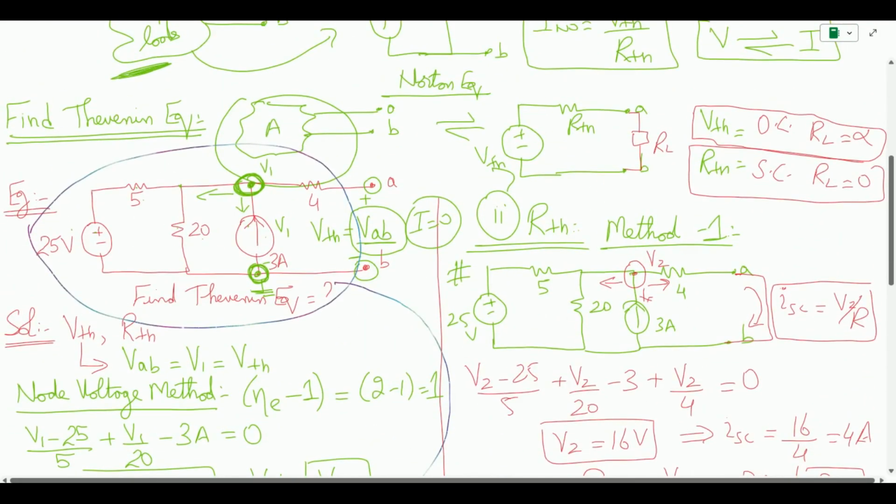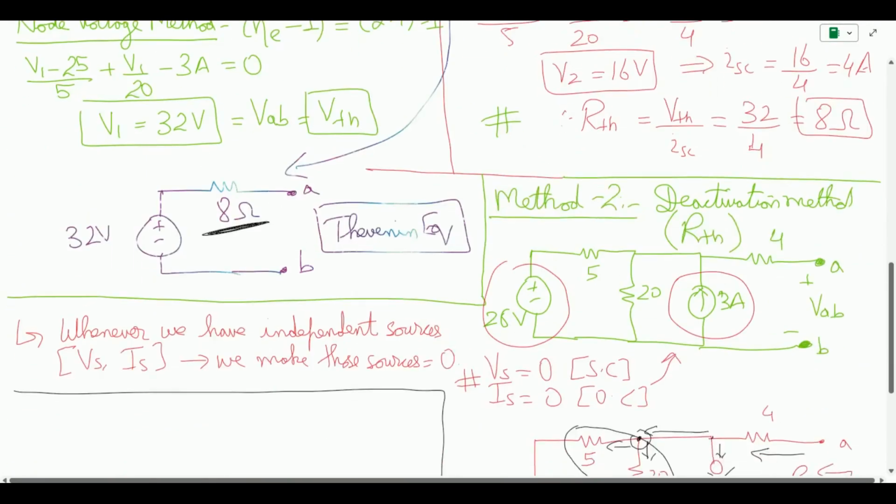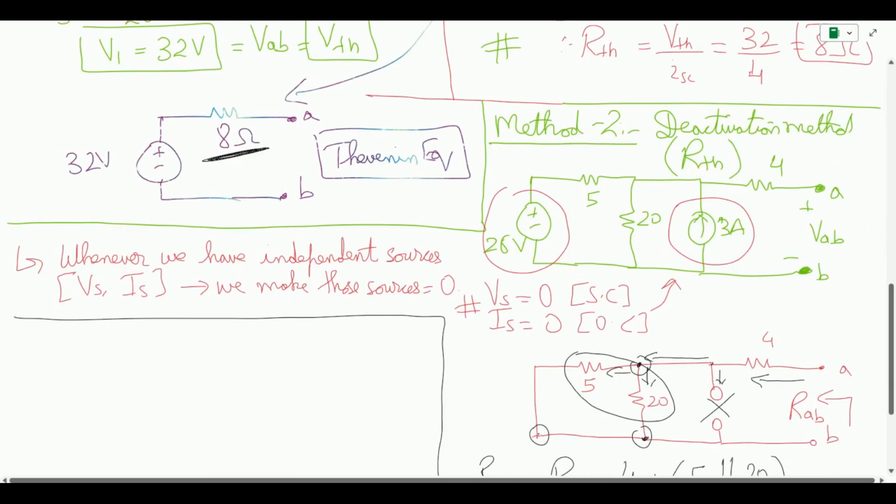What do you think? How can we find the Norton equivalent of this same circuit? You have two ways to go about it. Either you can first find the R Thevenin of the circuit and then use source transformation to get the Norton equivalent. So if this was the R Thevenin which we just saw, 8 ohm of R Thevenin and 32 volts of V Thevenin across terminals A, B.